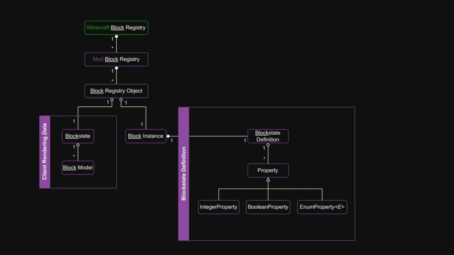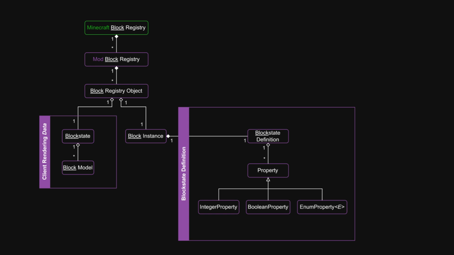If we return to our diagram, we can start to understand how these blocks are structured to enable different block states. Each block instance is going to have a block state definition associated with it, and this block state definition defines a number of properties. The common ones used, and you can create your own, but you probably won't need to since we have good coverage with these three: Integer property, Boolean property, and enum property.